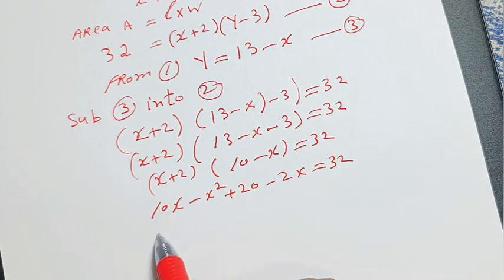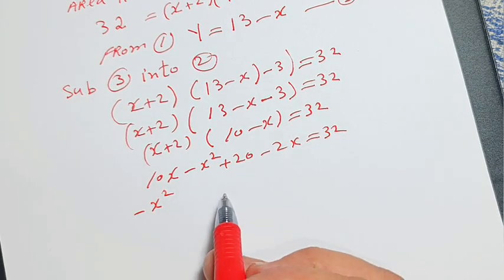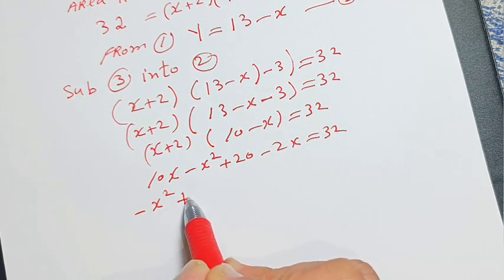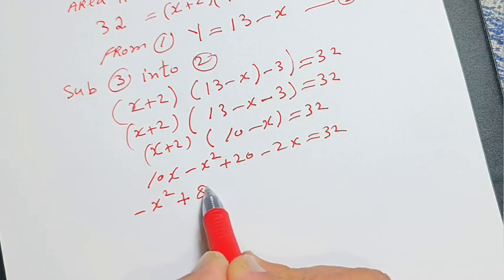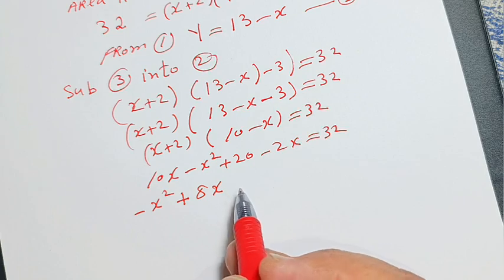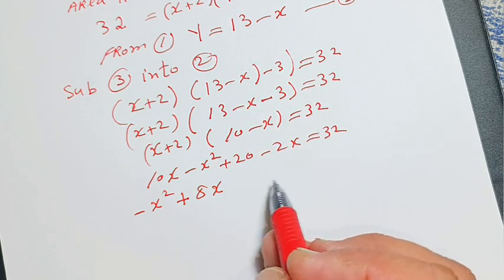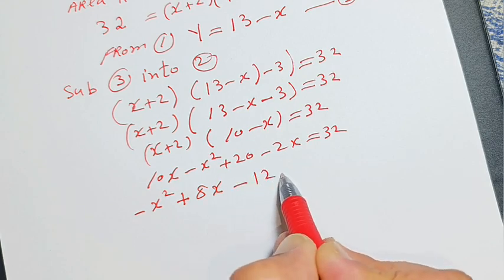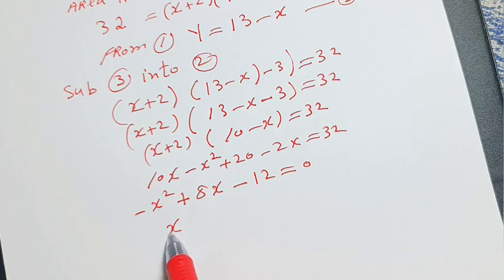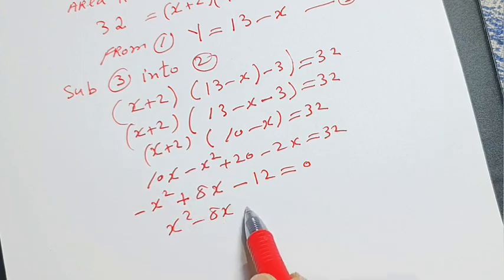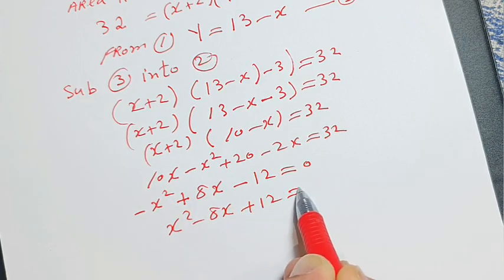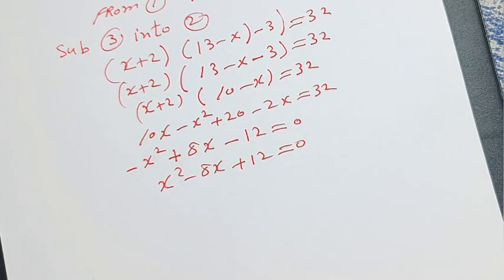So I pull the 32 to this side and rearrange as well: negative x square and plus 8x and this plus 20, and when I move this side it becomes negative 32, so it's going to be negative 12 is equal to 0. So the x square minus 8x plus 12 is equal to 0. Negative I apply inside. Now I'm going to factorize.